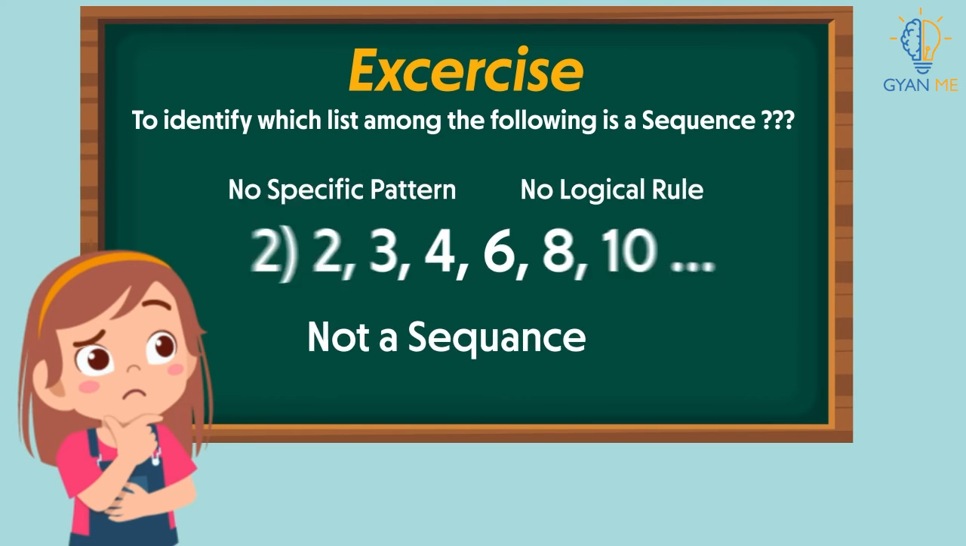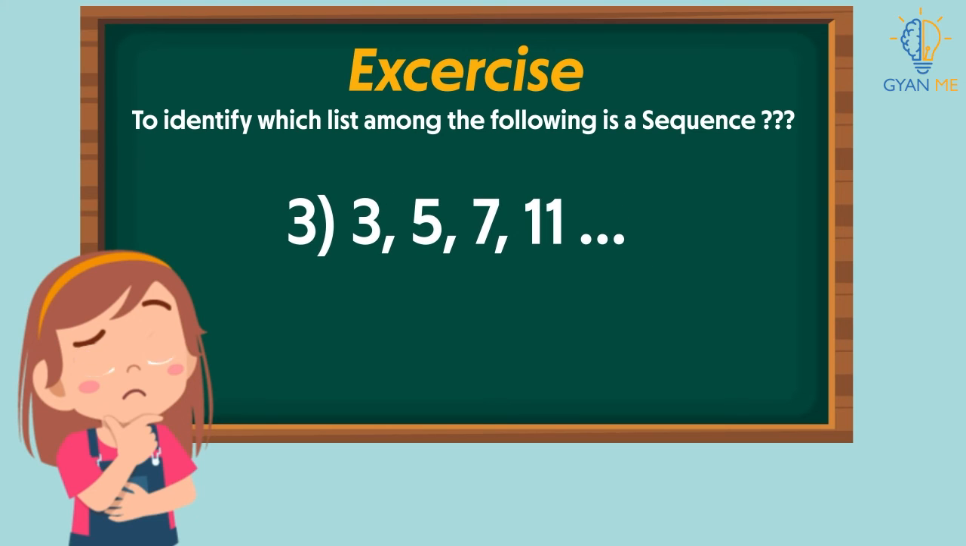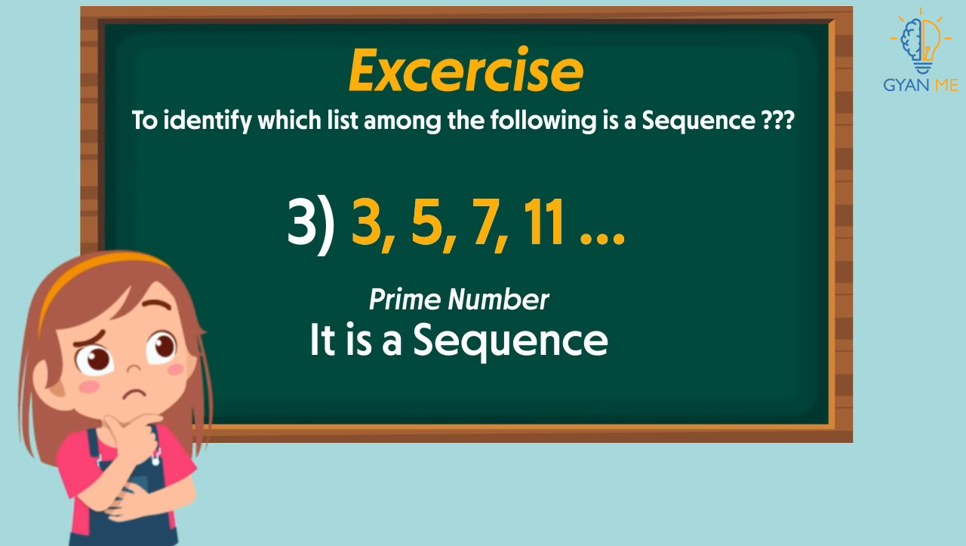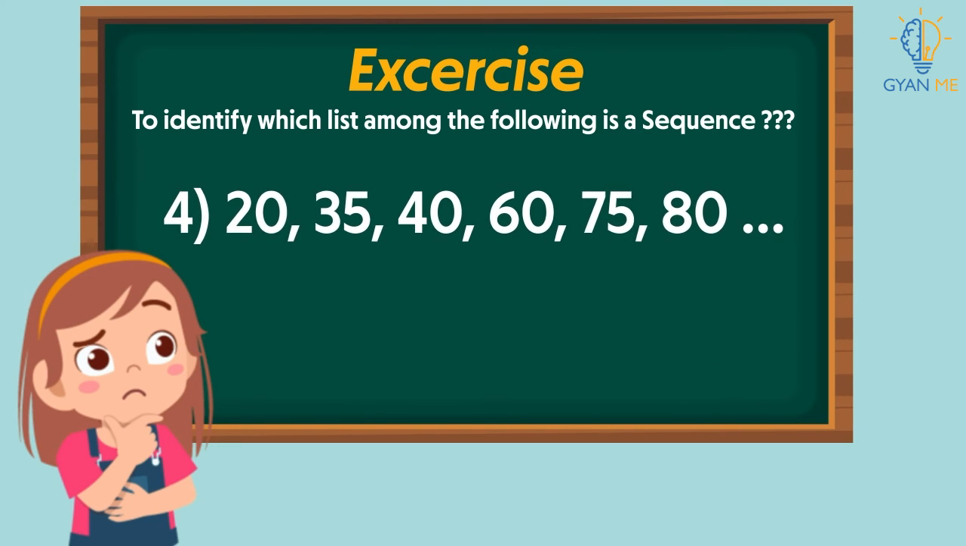Now in example 3 as well, we observe a specific pattern. Each number in the set is a prime number, as we can observe very clearly. Hence, it is an example of a sequence. Now try this example 4 by yourself.